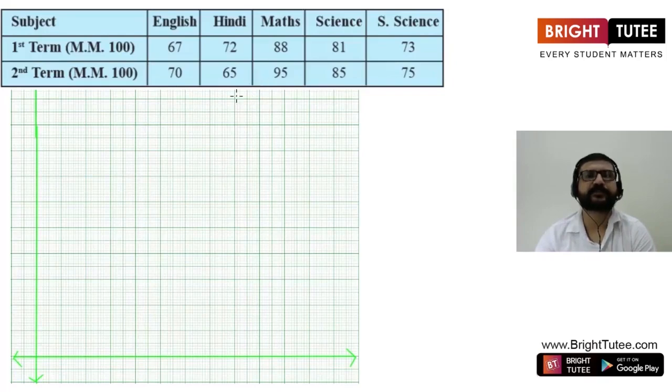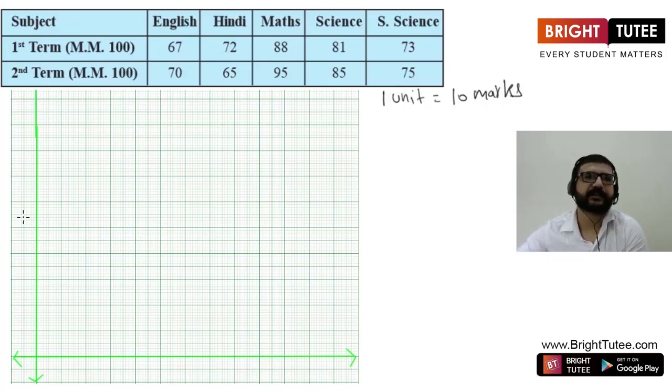Now first of all we have to choose a scale here. Now according to the marks here, we can choose the scale as 1 unit is equal to 10 marks. Now the vertical line here will be representing marks of each and every subject. So let's write it here. And the horizontal line will be representing different subjects.